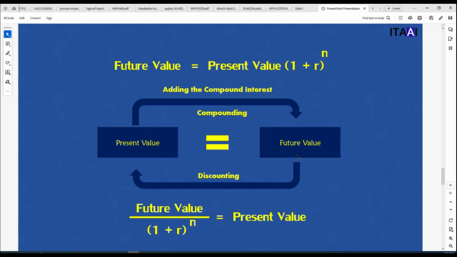And if you're backtracking it, if you want to know the present value of a certain asset or certain value of money for a given interest rate and term, this is the formula you'll be using, and this is called discounting.